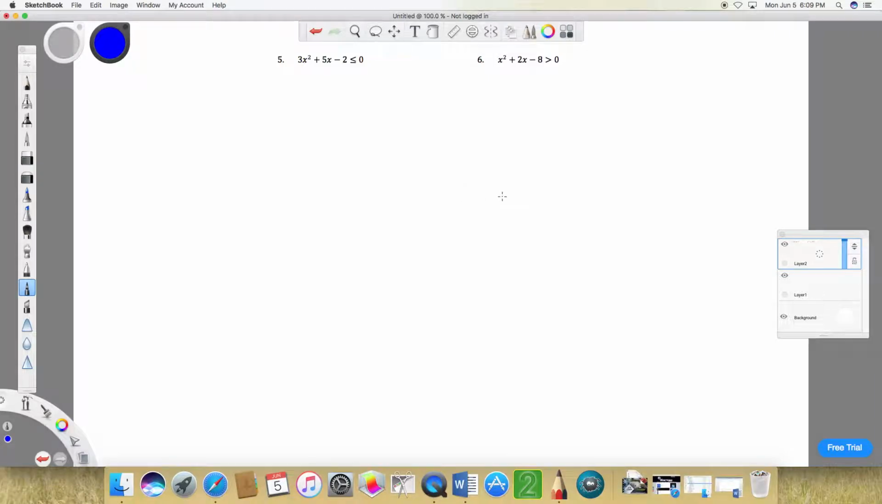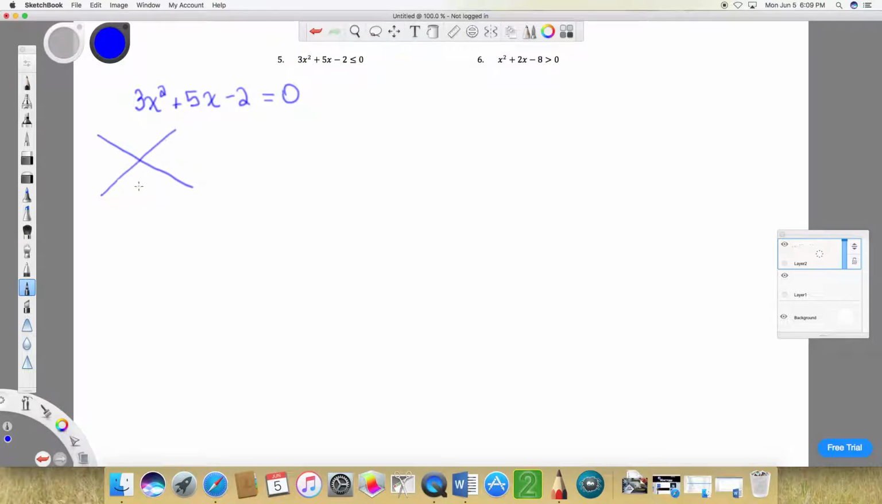Let's take a look at solving these two quadratic inequalities. We're going to jump in here in number 5 and write this in standard form. Ignore the inequality and just set it equal to 0 for a moment. So now I need to factor this if it can be factored. If it can't, then I can always use completing the square or the quadratic formula to solve it. But I believe that we can factor this.